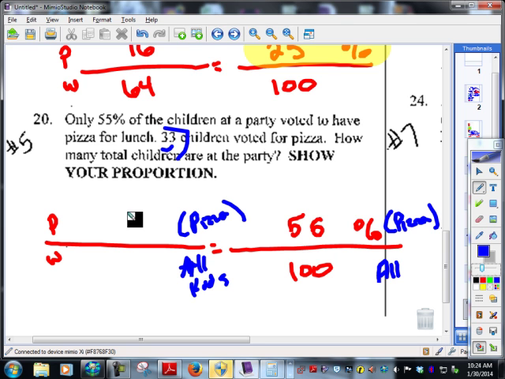Sydney? Absolutely. It goes right along with the 55%. You guys see that? 55% voted for pizza. 33 of them voted for pizza. So you leave pizza, people that voted for pizza, on top. Okay, you cross multiply and divide, and you get, is it 60? Yeah. 60 people.